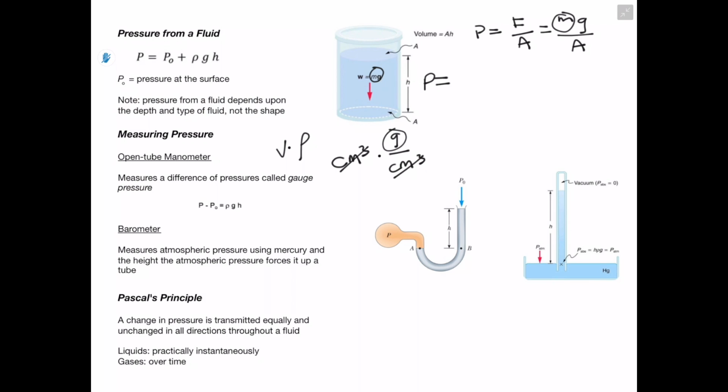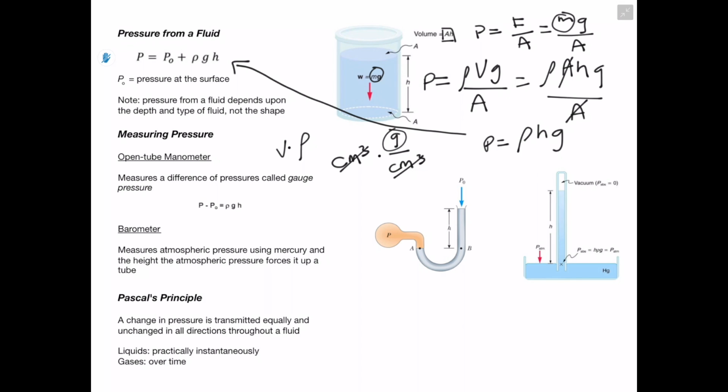So we're going to rewrite this as our density times our volume times gravity over our area. And then we also see here that we can rewrite volume as area times height. So density times our area times our height times gravity divided by our area. We know these will cancel out. Basically, we're left with pressure is equal to our density times our height times gravity, which is how we get over to this equation.